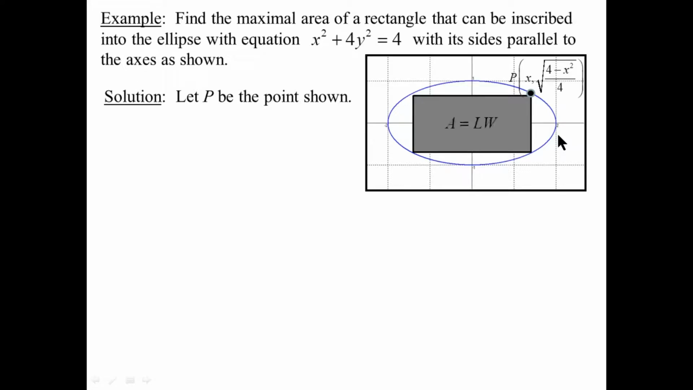Area of a rectangle is length times width, so the area of this particular rectangle will be length. Now the length, from the middle to the edge, is x, so the length of this rectangle must be this 2x here. Meanwhile, the width of the rectangle is from the x-axis all the way to the top and all the way to the bottom, so there's 2 y's, so there'll be 2 of those.